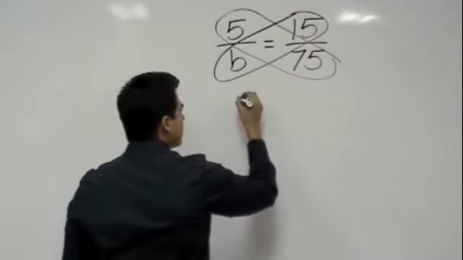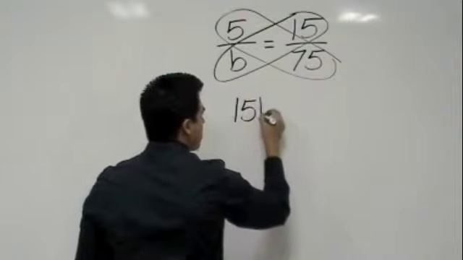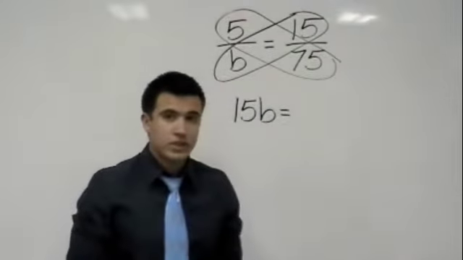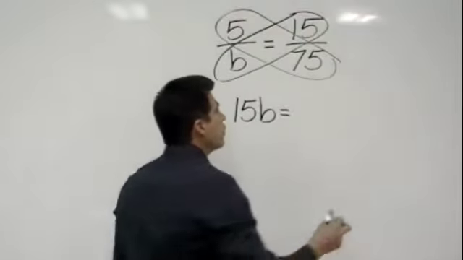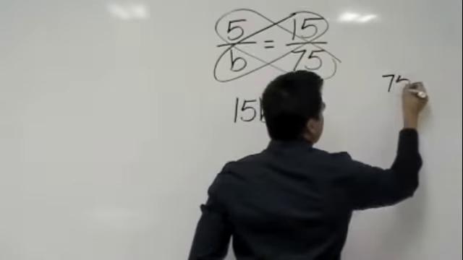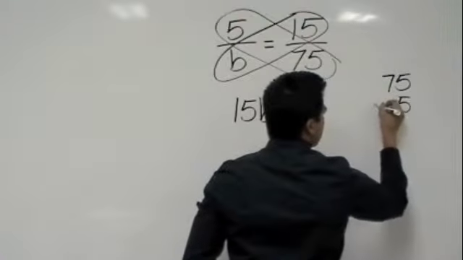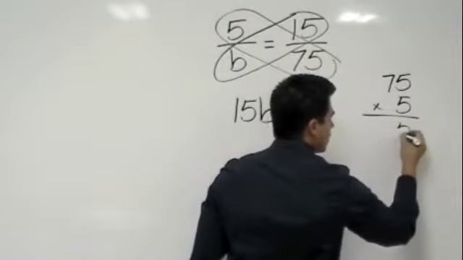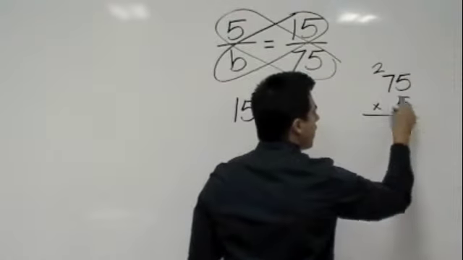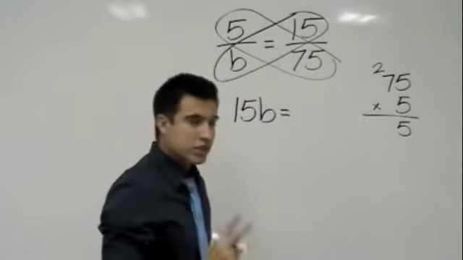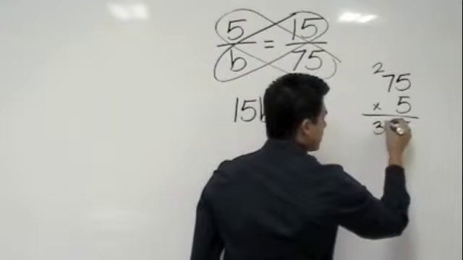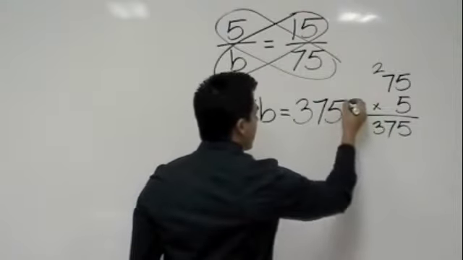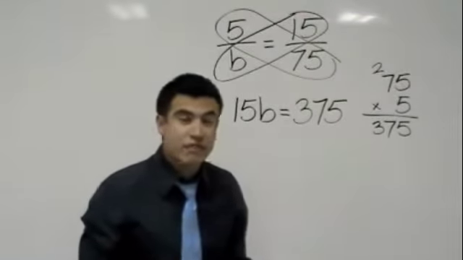B times 15 is 15b. 5 times 75. I don't encourage you to do that in your head. Go ahead and show your work. It's good practice for multiplication as well. All right. So 5 times 5, 25, carry the 2. 5 times 7, 35, plus 2 is 37. So now we know that 15b has to equal 375.